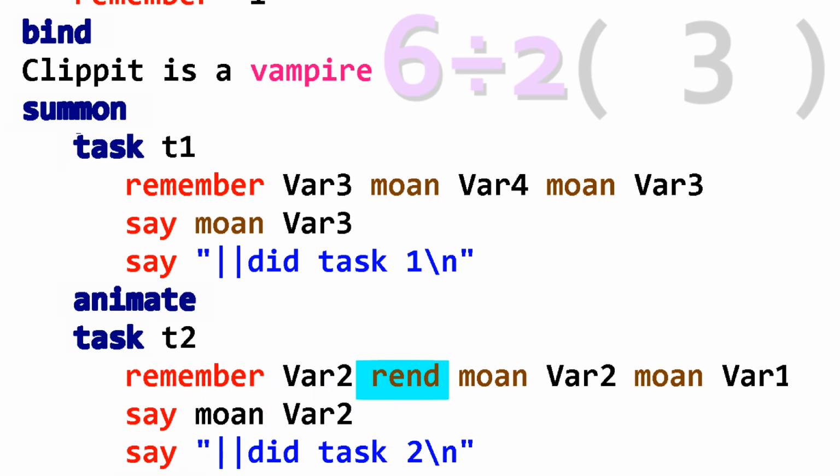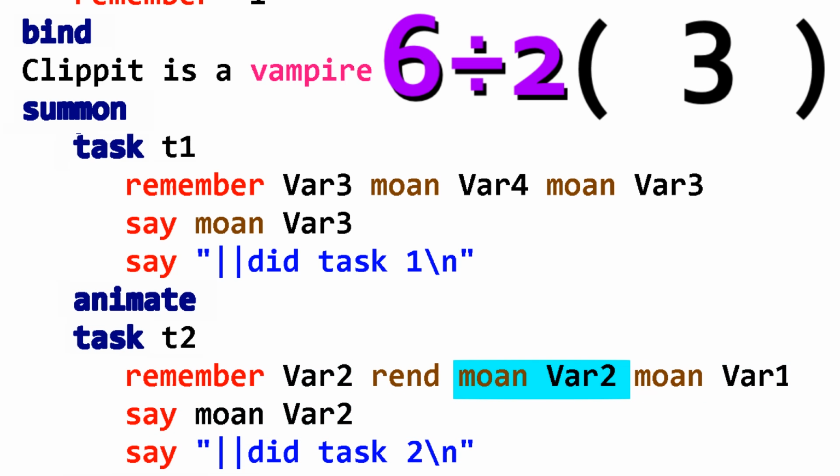The second task divides the first value by the second value and stores it into the second value's variable. Division is accomplished using rend, which divides the 2 terms preceding it. Zombie reads these things backwards.